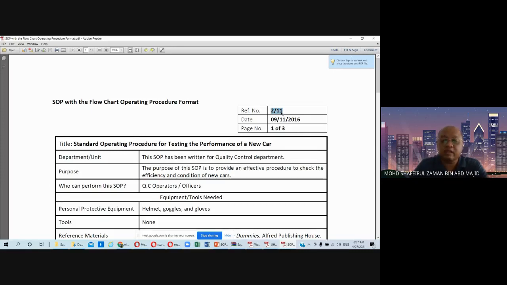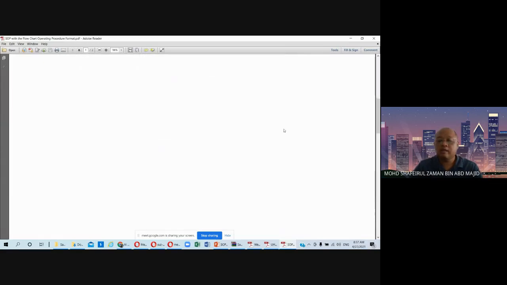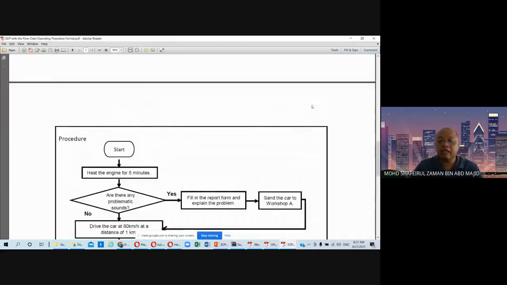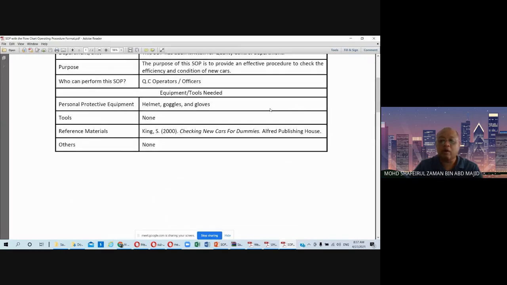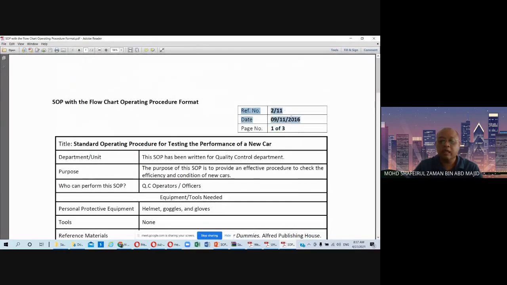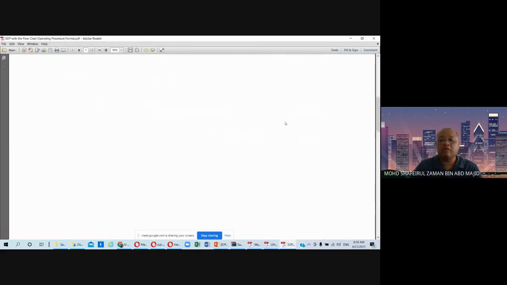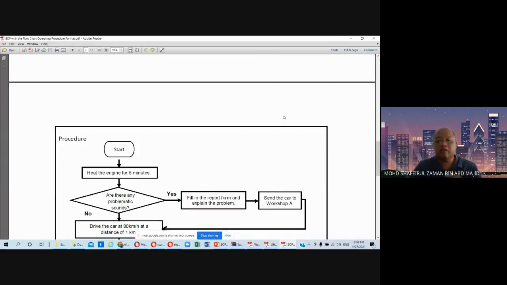Reference number 2/11. Then you have the date, 9 of November 2016. Page number 1 of 3. If you notice here, there are some mistakes being made, because in the second page, there is no box. This box doesn't appear in the second page. So this is wrong. For your assessment 2A, please remember to put the box in each page of the SOP.